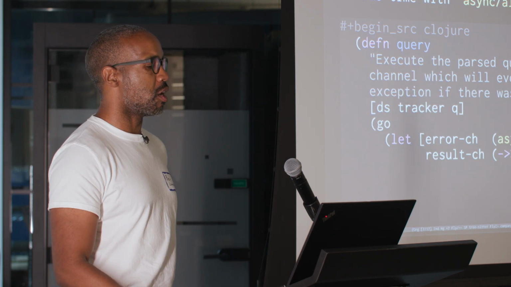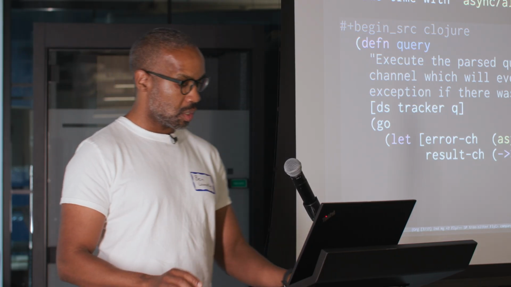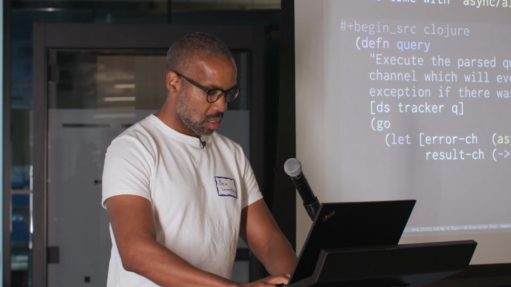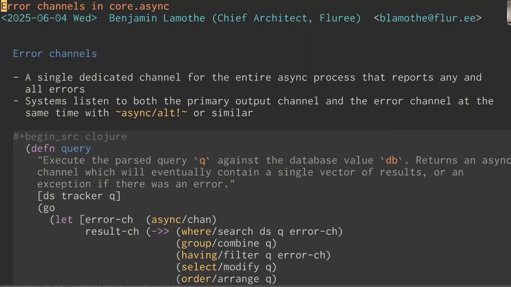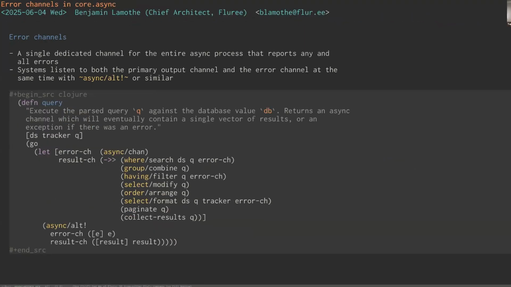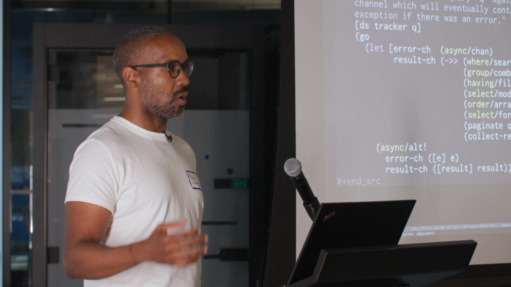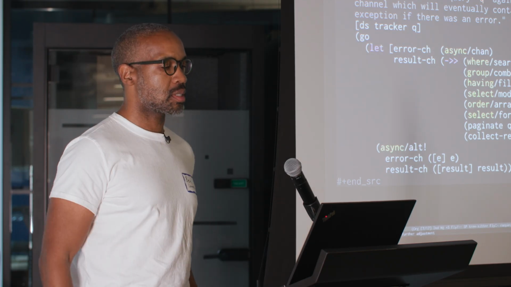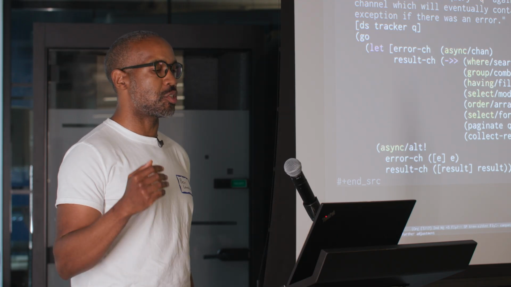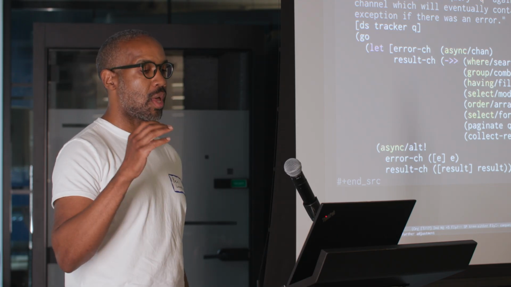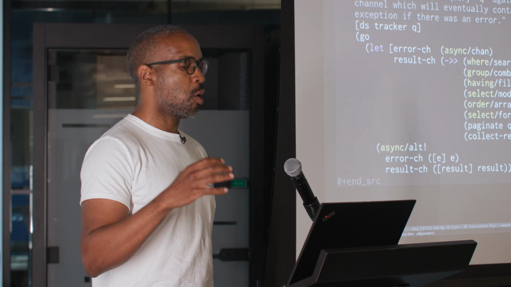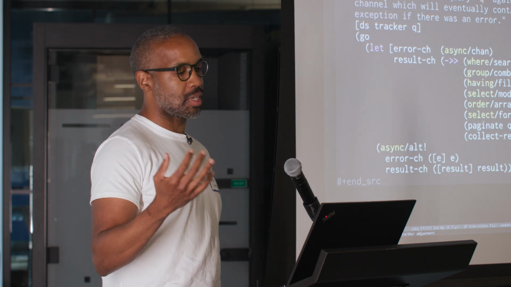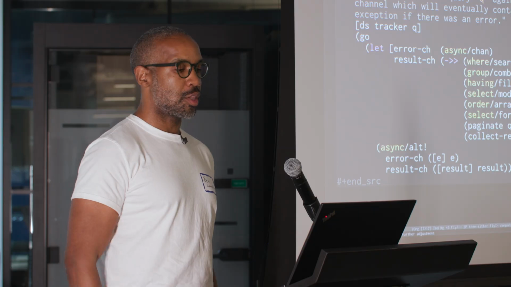Then you can think of error channels. You can think of an error channel as a single dedicated channel for an entire async process that reports all the errors that happen within the entire process. And then systems listen to both the primary output channel and the error channel at the same time with something like async alt. I think async alt works really well for this, but there are other things that you can do.